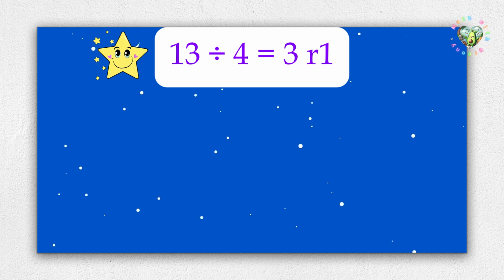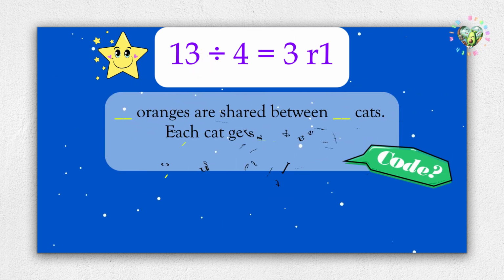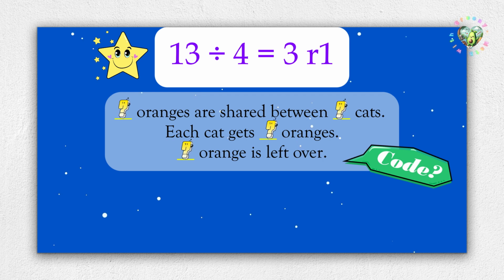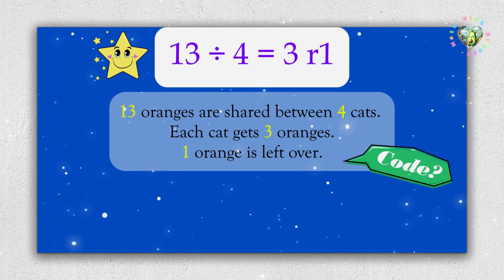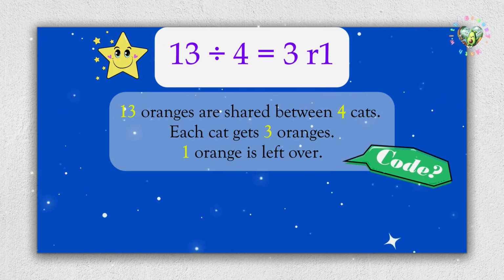13 divided by 4 equals 3 remainder 1. What's the code? 13 oranges are shared between 4 cats. Each cat gets 3 oranges. 1 orange is left over. Wow! You're amazing! Next one.